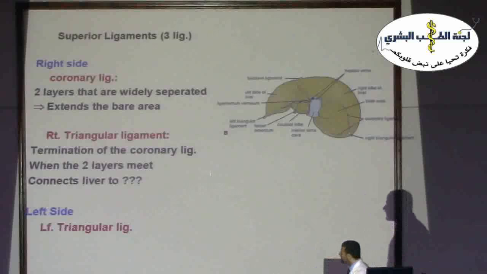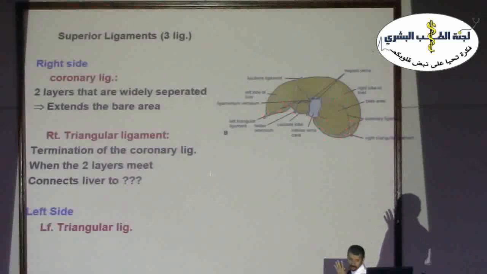Okay? So how many peritoneal reflections do I have now? Anteriorly I have the falciform ligament. Superiorly on the right I have coronary ligament and right triangular ligament. While on the left I have the left triangular ligament. Okay? So I have 4 ligaments on the diaphragmatic surface. Those are peritoneal ligaments, in other words, reflections of visceral peritoneum.